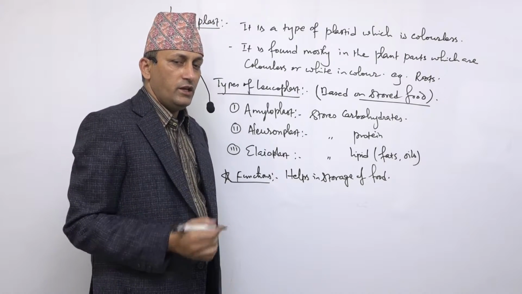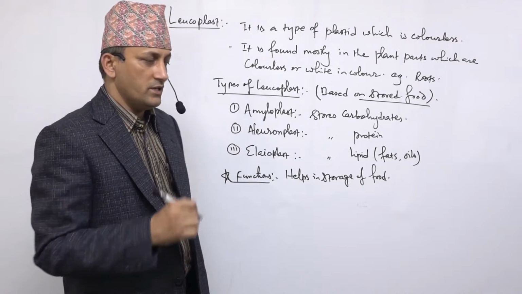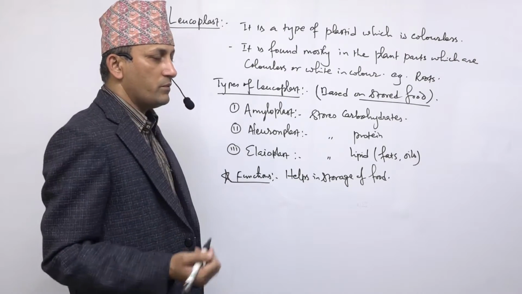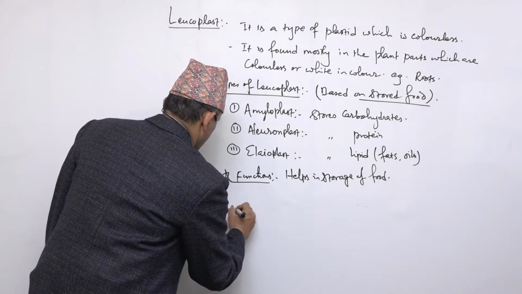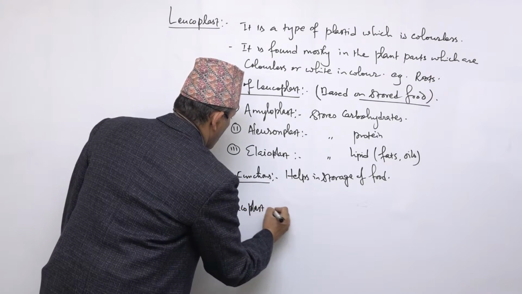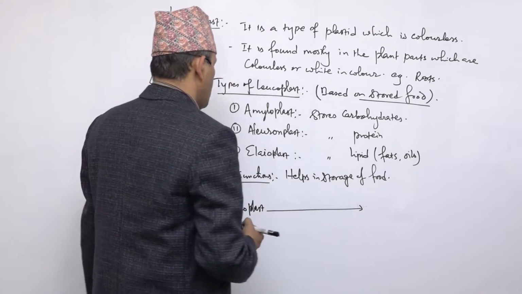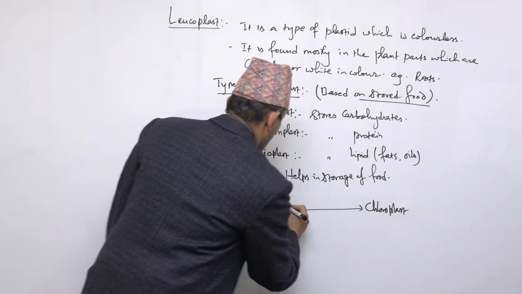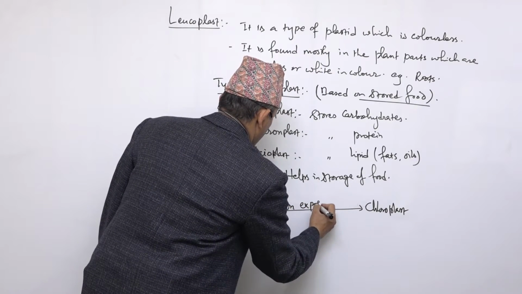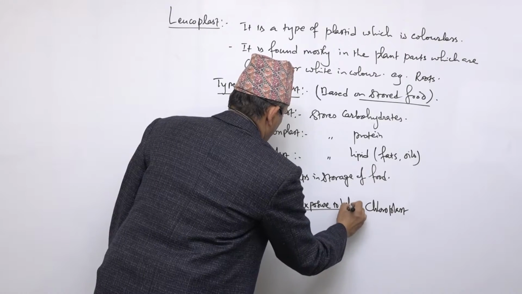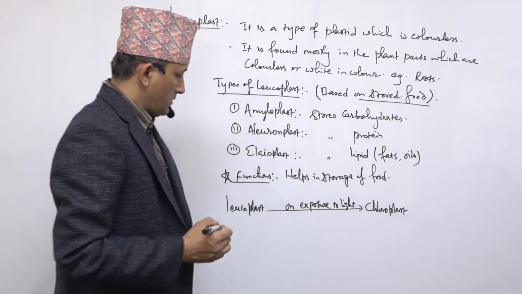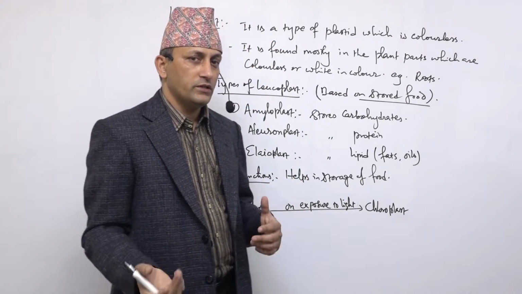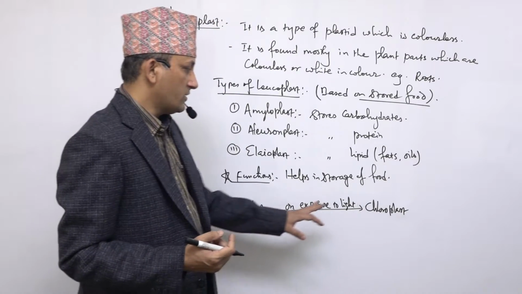Leucoplast may be converted into chloroplast in presence of light. So this is called conversion of one type of plastid into another type of plastid. Let's say leucoplast on exposure to light may be converted into chloroplast. So from this you can understand one type of plastid is converted into another type of plastid. Leucoplast is converted into chloroplast.